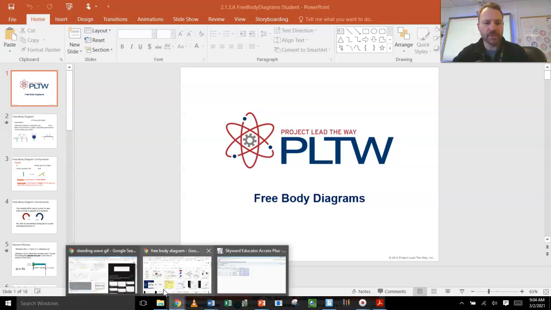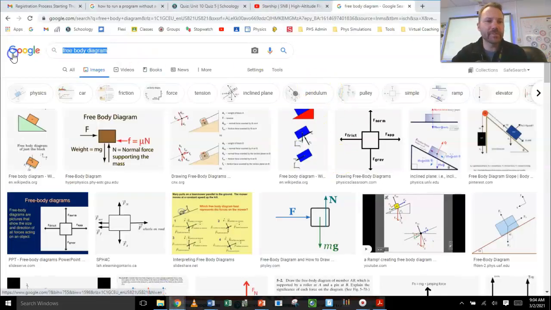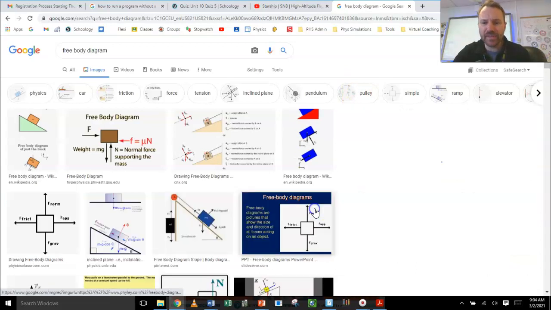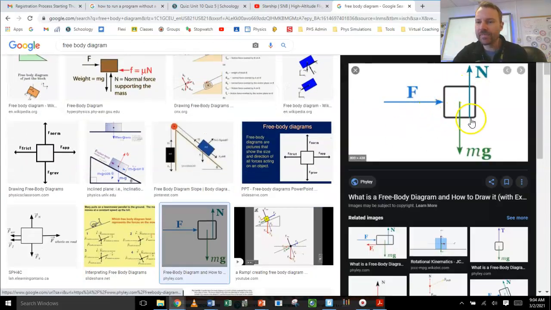Let's get started. So I just went over to Google and I typed in free body diagram in the image search. What free body diagrams are, if you've taken physics, we use them pretty extensively first semester. They're just a picture of an object with the forces acting on them. So here's a really simple one. Here's a box. It's resting on the ground, so it has weight. There's a force down of weight, and you're always going to have that force.